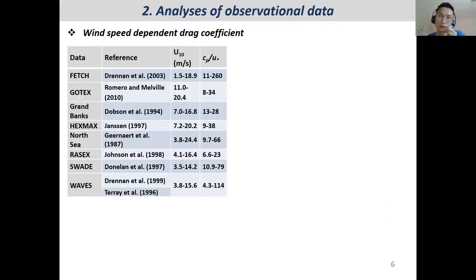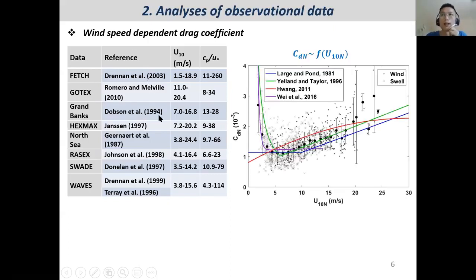Here we first summarize the observational wind stress and wave data from 8 field experiments. These data were collected in previous studies under a wide range of wind and wave conditions. This figure shows the drag coefficient as a function of wind speed using these data. The gray dots represent data under wind-wave dominated conditions, and the crosses represent data under swell dominated conditions. The black dots represent the bin-averaged values of the observed drag coefficient.